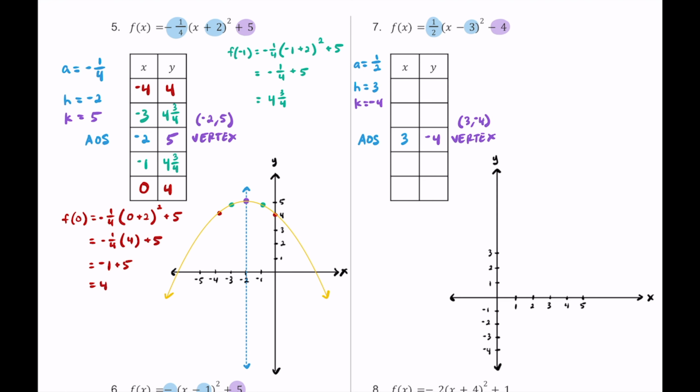All right, so to get started, let's go ahead and plot our AOS, which is going to be x equals 3. And so that's going to be our vertical line right over here. And then our vertex is going to be 3, negative 4. So let's go to 3 and then down to negative 4. And that's going to be over in quadrant 4. So this is going to be roughly where our vertex is going to be.